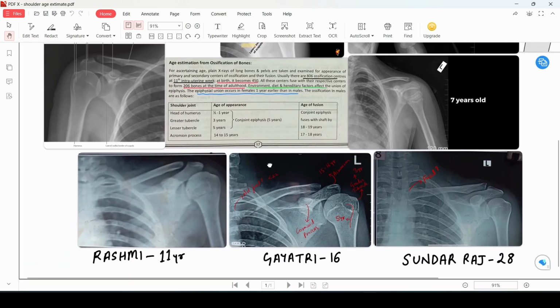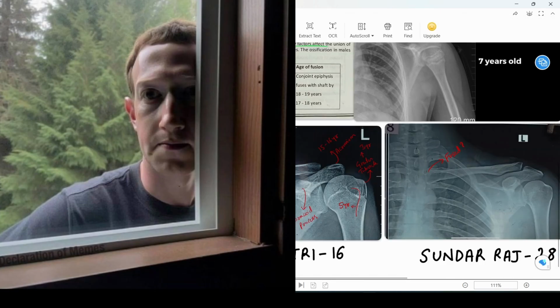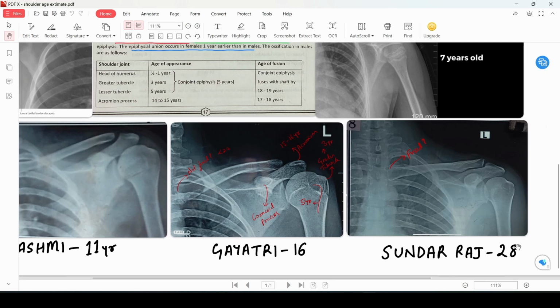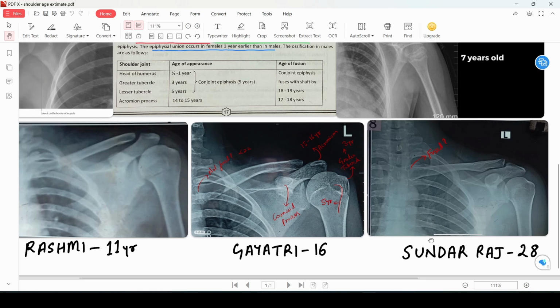Now this is exclusively for my friends. If you are watching this video by any chance, when you open the PDF of X-rays, you will get the first case as Gayatri. There are two cases of Gayatri. One is 16 years of age, the first one, and the other is, I guess, 17 years of age. Then you will find one girl with the name Rashmi. She is 11 years old and she is the smallest one, age wise. And there is one guy, Sundar Raj, who is 28 years, the maximum age in that PDF.